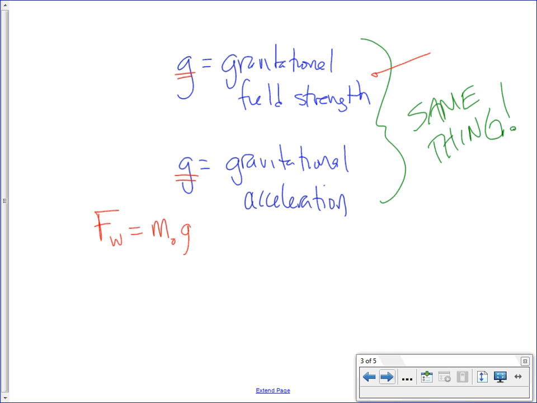Now, an object's weight is actually what kind of force? I know, I'm asking you to read my mind. No, it's not a normal force, how dare you. It's a gravitational force. And specifically, let's talk about your weight right now. That's a gravitational force exerted by the Earth on you. We'll call you the object.